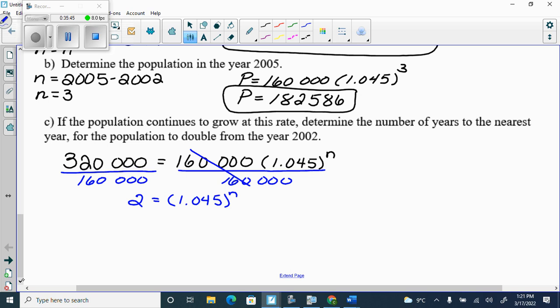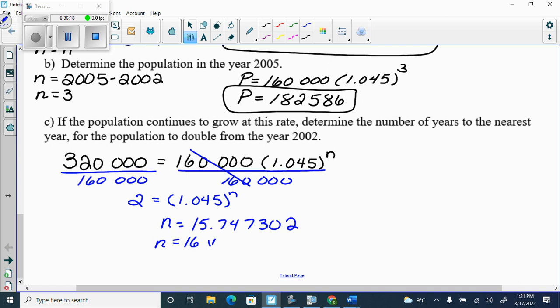So I'm going to go to my window, and instead of my X max being 10, I'm going to try 20. I'm not going to go 10 and then do a million. There is something as too much, okay? So I have to be able to see it, and at 20 I can see it crossing. So I go second, trace 5, enter, enter, enter. So with 20 I can see it crossing, and I get to the nearest number of years to the nearest year. N is going to equal, I have 15.7473302.